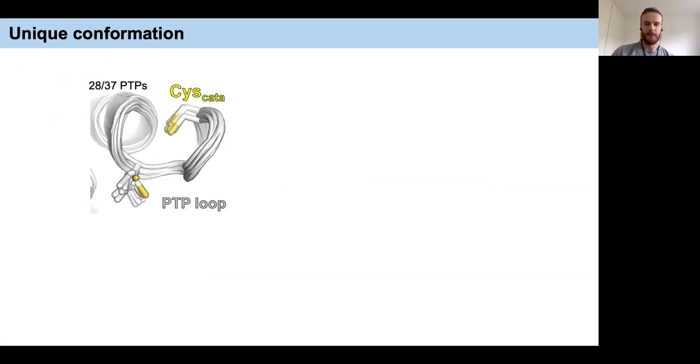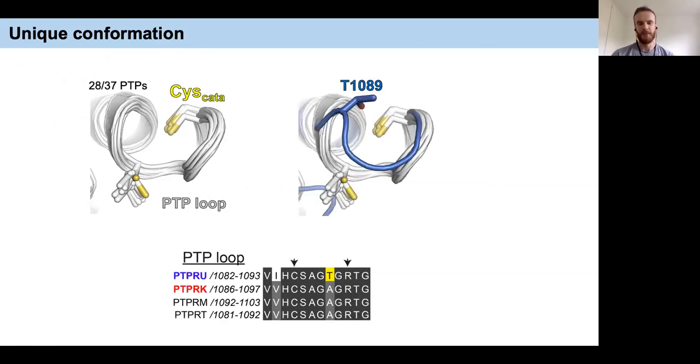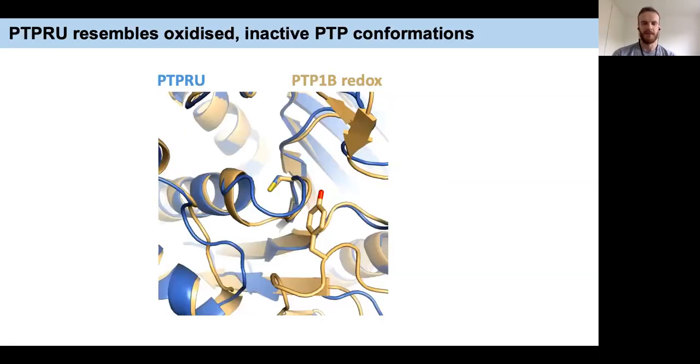So the biggest other change we saw for PTPRU was in this PTP loop, which contains this key catalytic cysteine. And you can see again, this is the same large structural overlay of different PTPs. And again, it has a very highly conserved secondary structure in this loop. But again, PTPRU was completely different. So it has this large kink in the active site. And it seemed that this threonine residue in this loop sticks right into the middle of the active site. And when you look not just within this family, but across all the classical PTPs, this threonine is a unique residue at this position. So you never usually see it here. So we actually thought this kink conformation was unique.